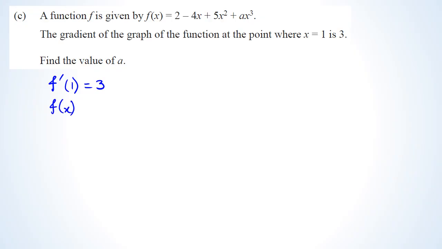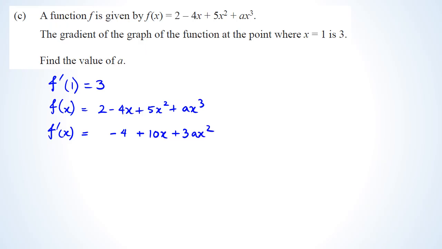So what we have, we've got f of x equals 2 minus 4x plus 5x squared plus ax cubed, which means when we differentiate it, f dash of x, 2 becomes 0, negative 4x becomes negative 4, 5x squared becomes 10x, and of course you have plus 3ax squared. So at this point, guys, we know that f dash of 1 equals 3. So we can put gradient is equal to 3 and substitute our x value as 1.